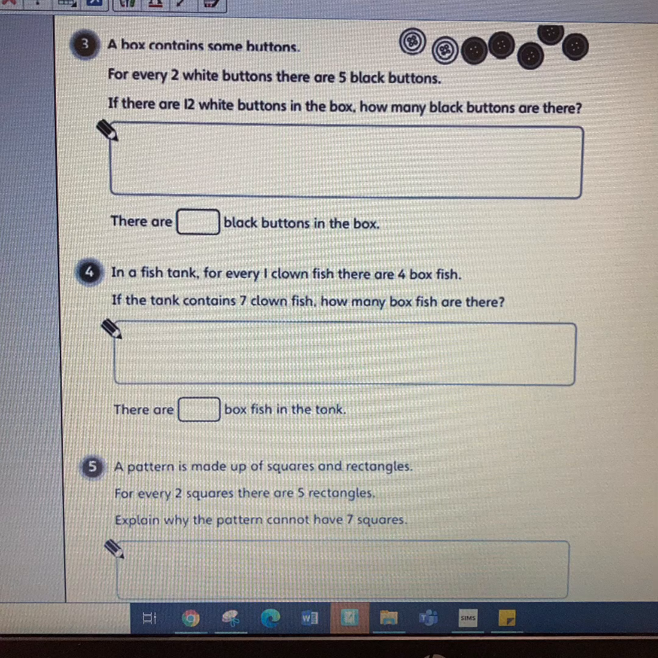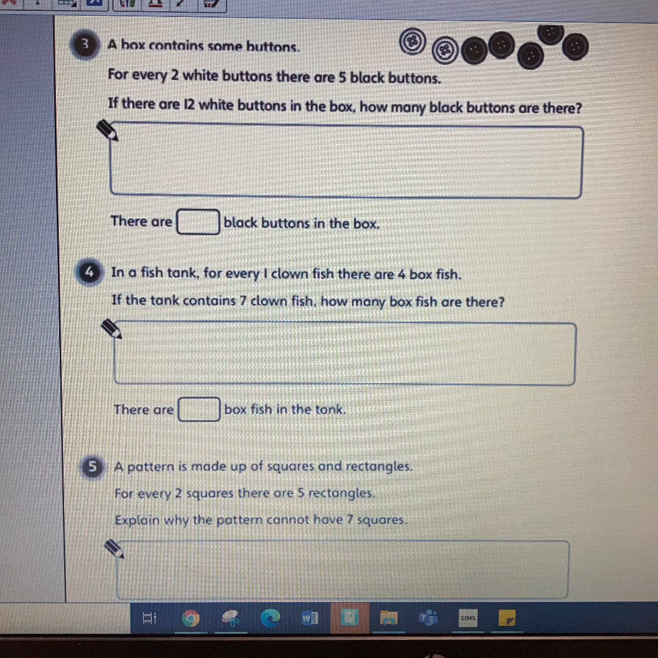Okay, then here are 3, 4, and 5. So for number 3, a box contains some buttons. For every 2 white buttons, there are 5 black buttons. If there are 12 white buttons, how many black buttons are there? Number 4, in a fish tank, for every 1 clownfish, which is like a Nemo, there are 4 boxfish. If the tank contains 7 clownfish, how many boxfish are there?